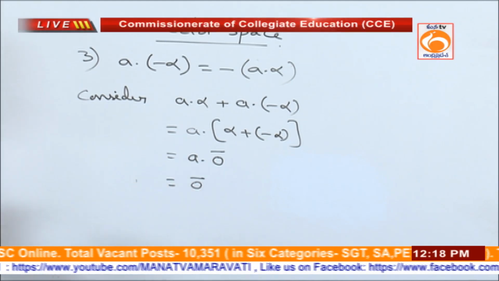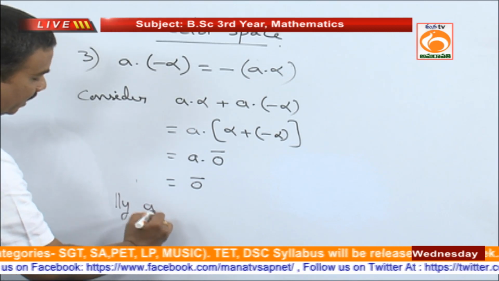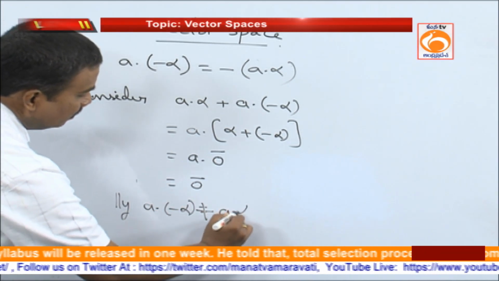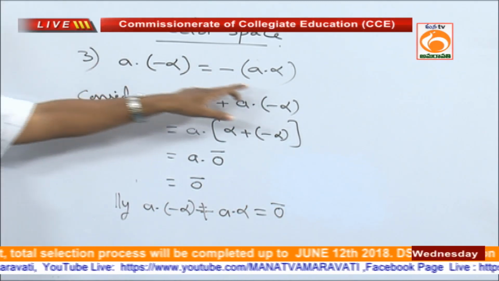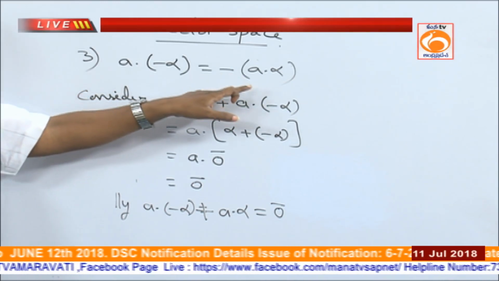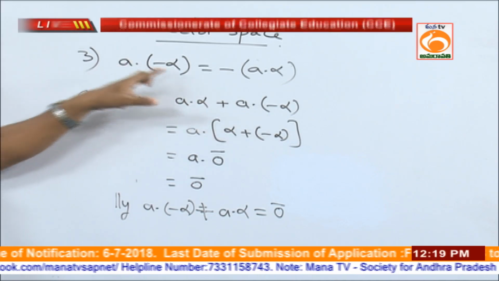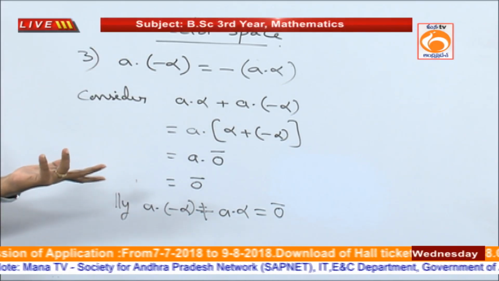And you can see similarly the other way also. If you find A dot minus alpha plus A dot alpha, you also get 0. So, that implies the additive inverse of A dot alpha, which we denote by minus of A dot alpha, is nothing but A dot minus alpha. So, that completes the third property.